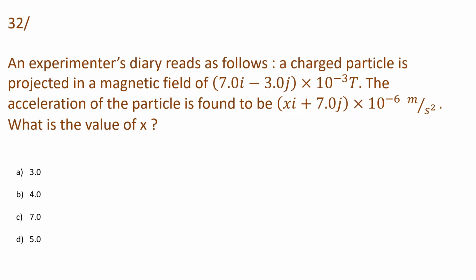Here is our next question, which is an experimenter's diary reads as follows. A charged particle is projected in a magnetic field of (7.0 i minus 3.0 j) into 10 to the power minus 3 Tesla. The acceleration of the particle is found to be (x i plus 7.0 j) into 10 to the power minus 6 meter per second square. So here it is asking what is the value of x, and the options are 3.0, 4.0, 7.0 and 5.0. So let's see what will be its solution.